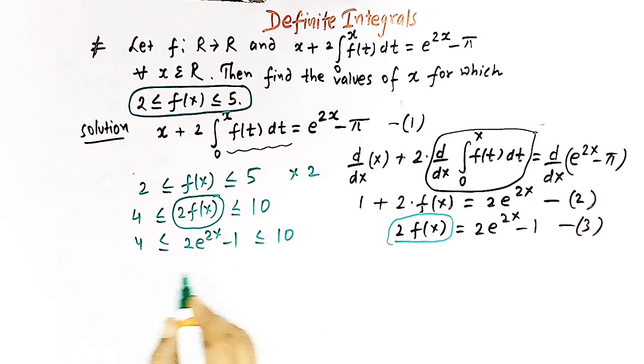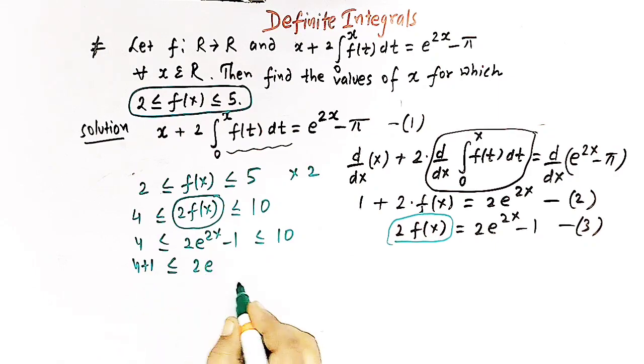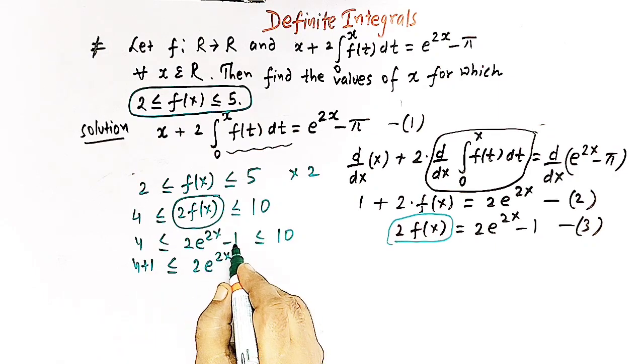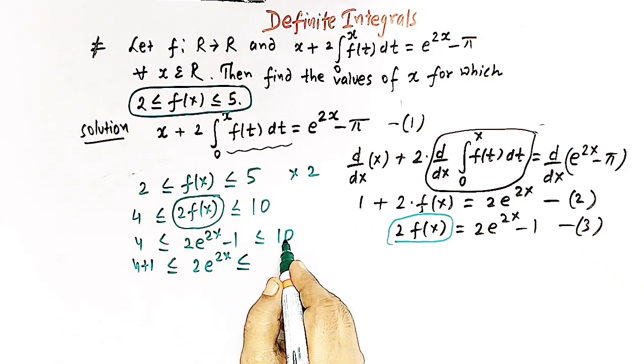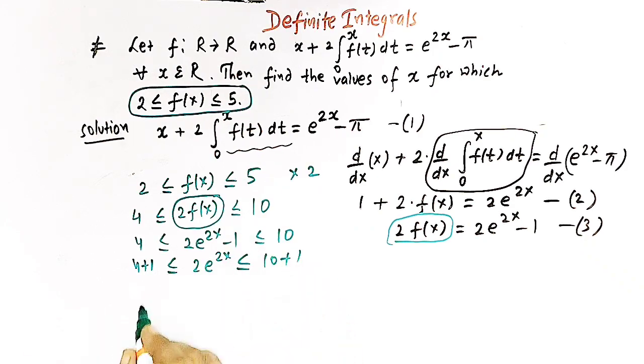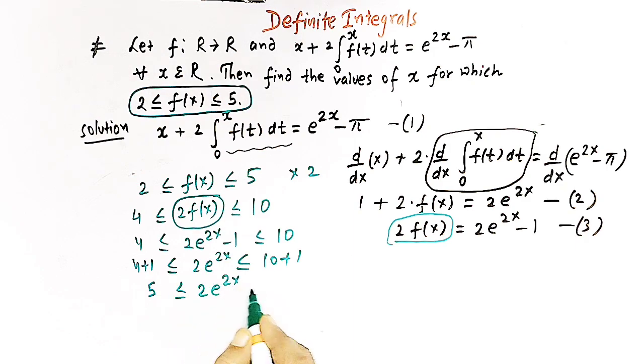So now let us add 1 throughout. So here we have 4 plus 1, and here we have 2 times e raised to 2x. Here minus 1 and plus 1 get cancelled, and here we have 10 plus 1. So we have 5, and here 2 times e raised to 2x, and here we have 11.